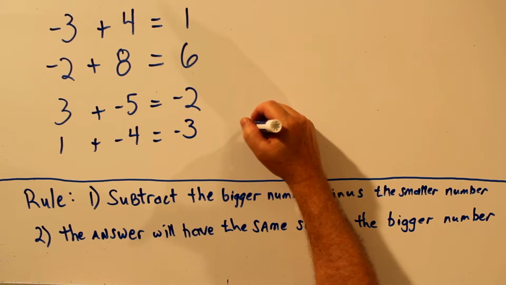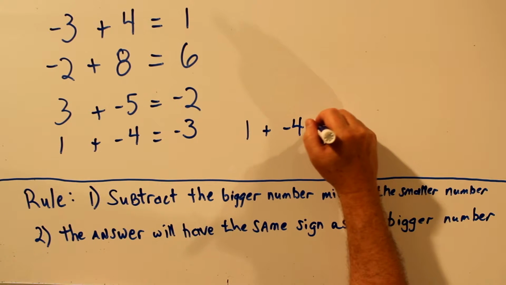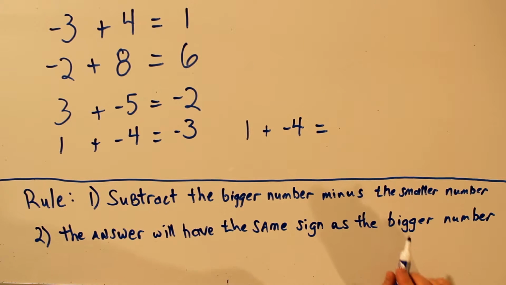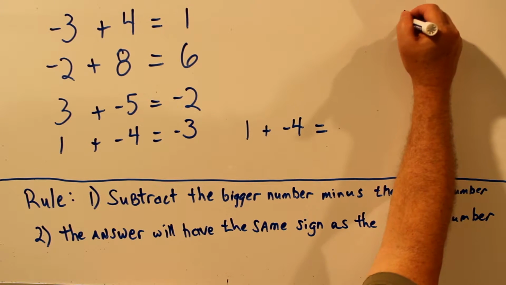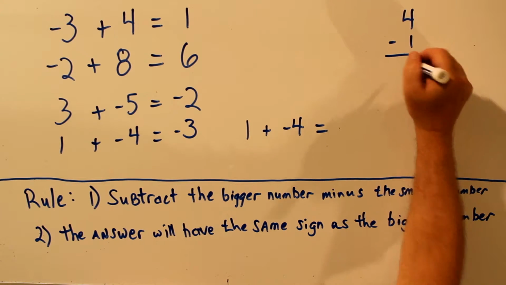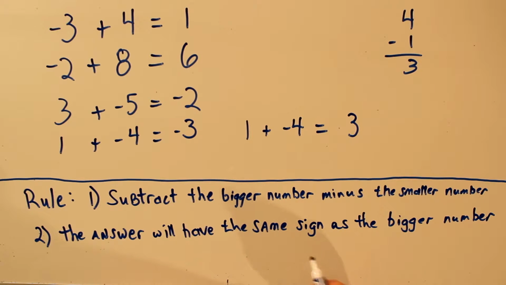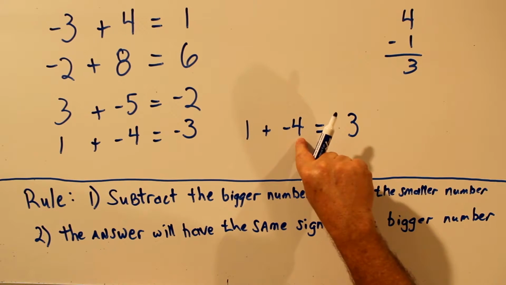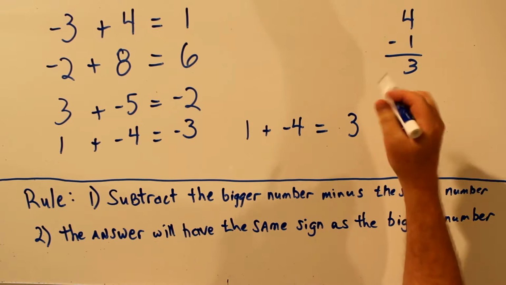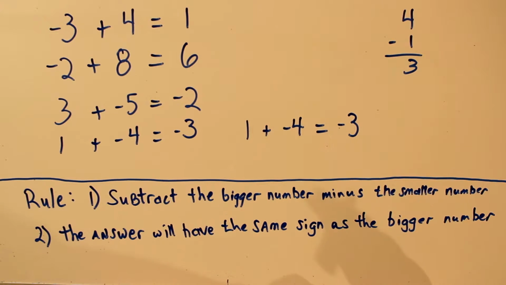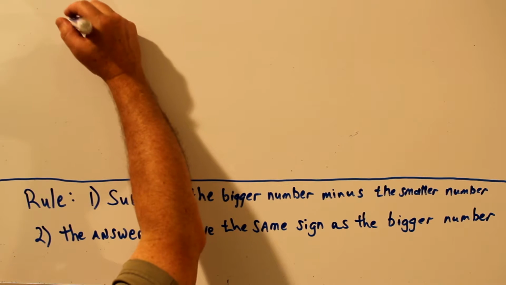Let's do the last one. 1 plus negative 4 equals. Subtract the bigger number minus the smaller number. Well, 4 is bigger. Minus 1, 3. Write down the 3. The answer will have the same sign as the bigger number. 4 is bigger than 1 and the sign is negative. So the answer will have a negative sign. Negative 3.